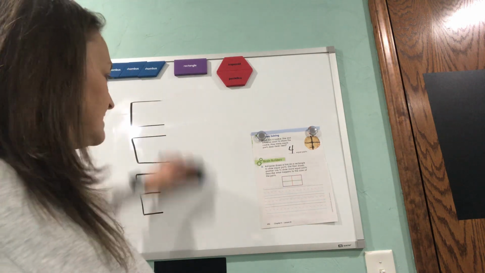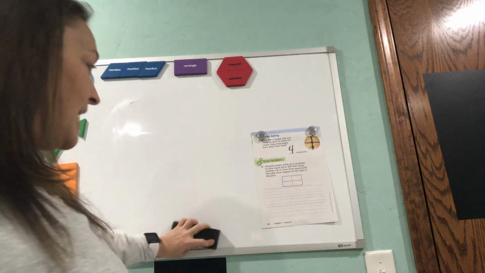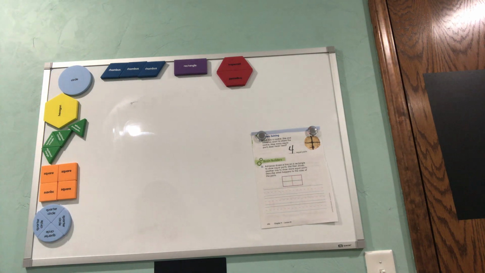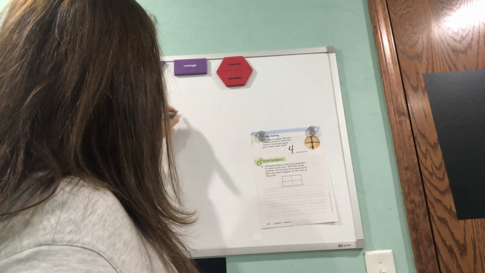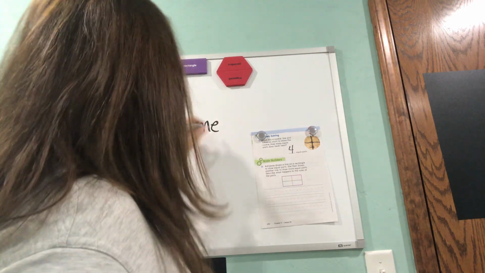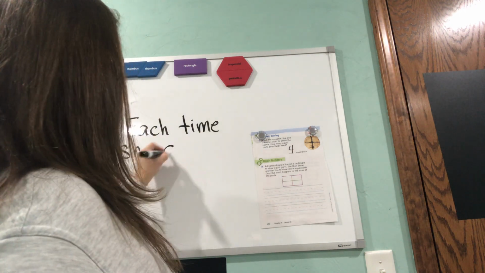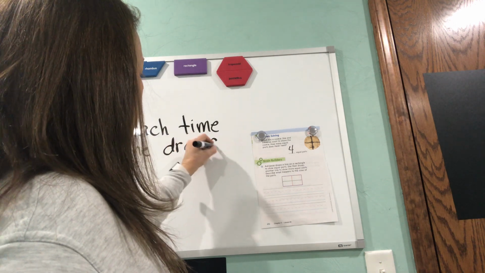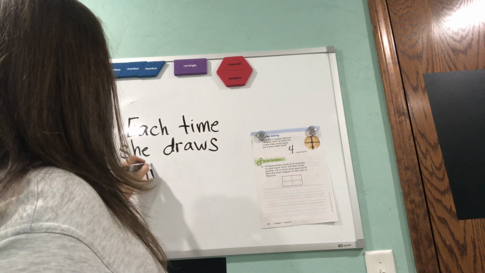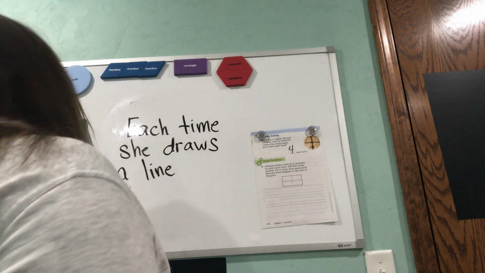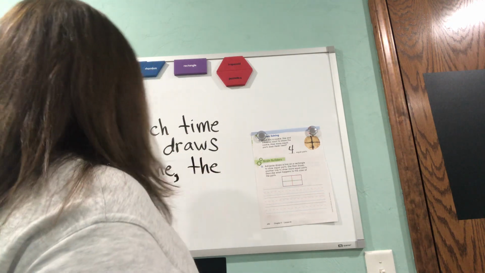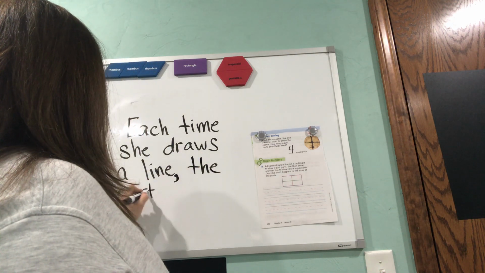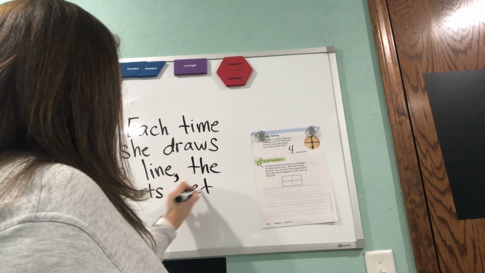So the question is, describe what happens to the sizes of the parts. So each time she draws a line, the parts get smaller. So I'm just going to write, each time she draws a line, the parts get smaller.